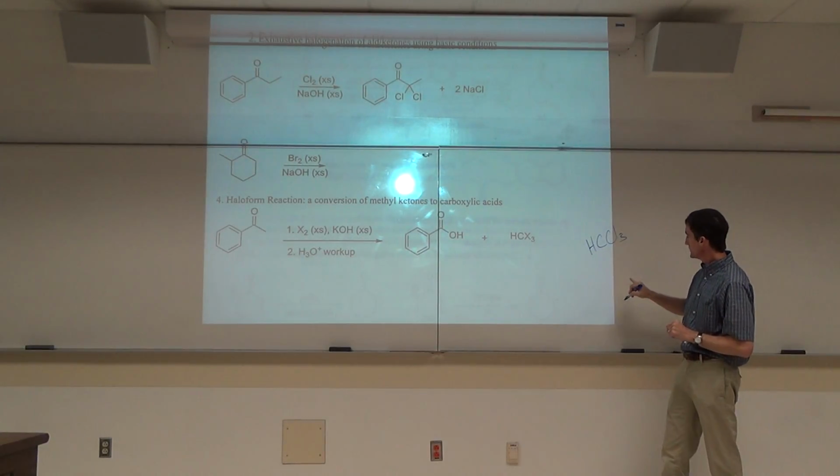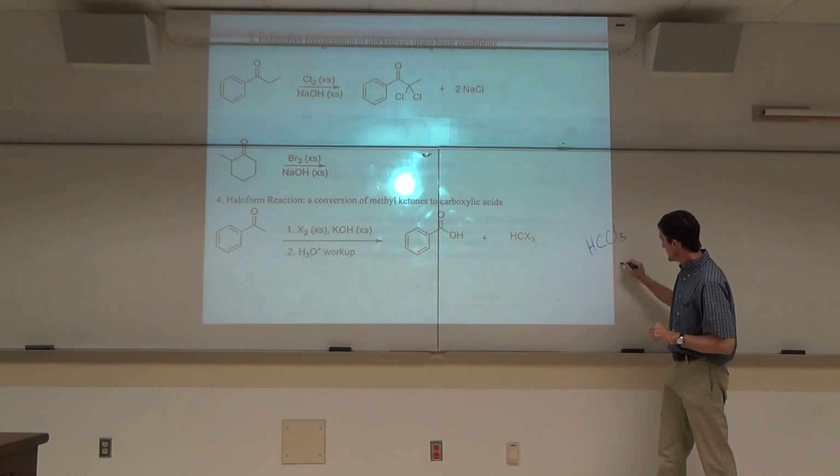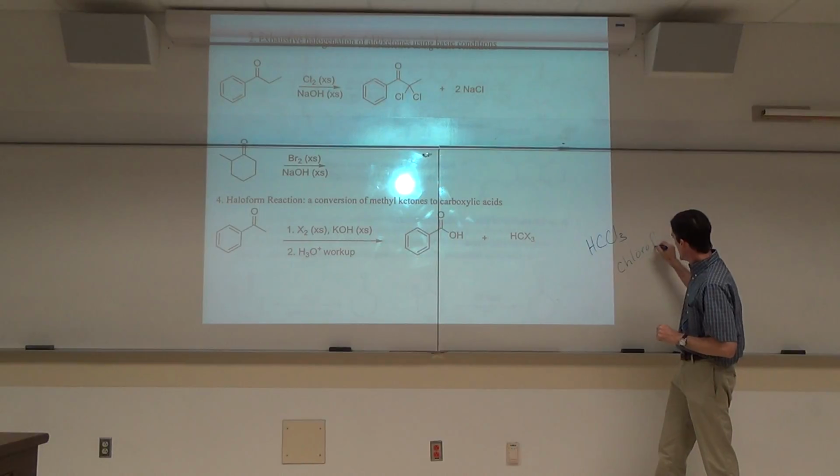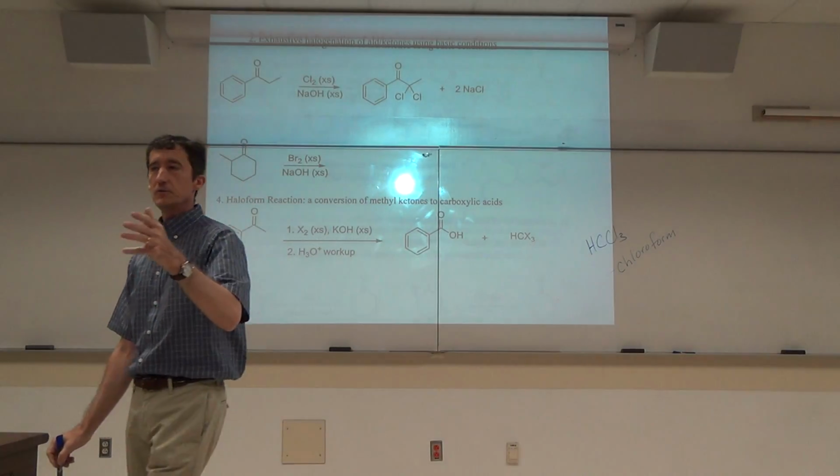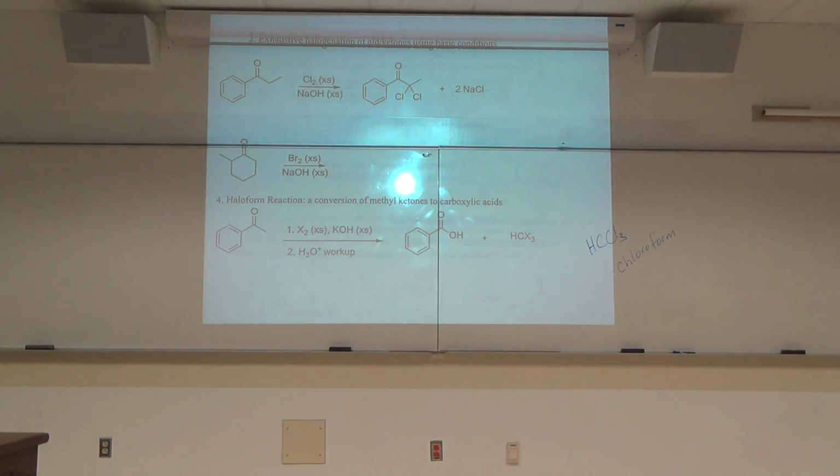What's the name of this molecule? Haloform. You could have said trichloromethane, and you would have also been right. But nobody calls it trichloromethane. Chloroform. If it was Br, it would be called bromoform. Iodoform.